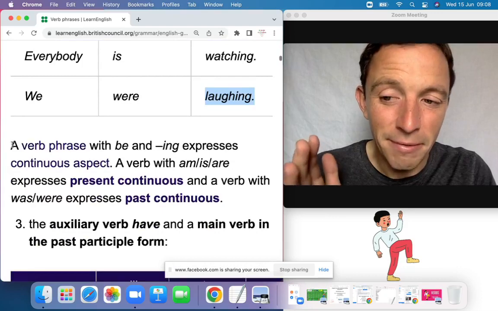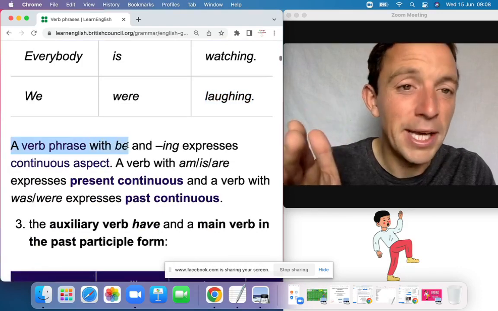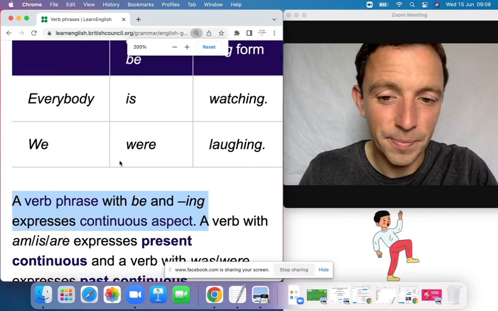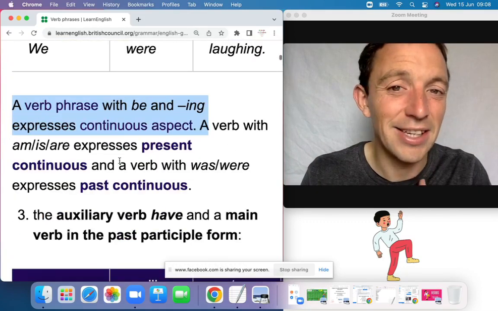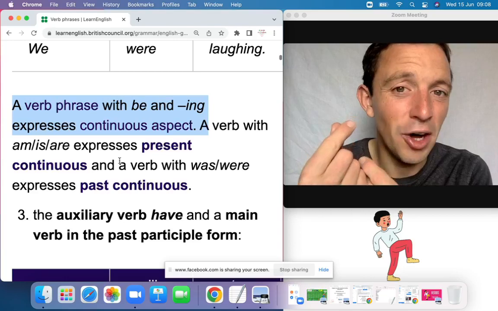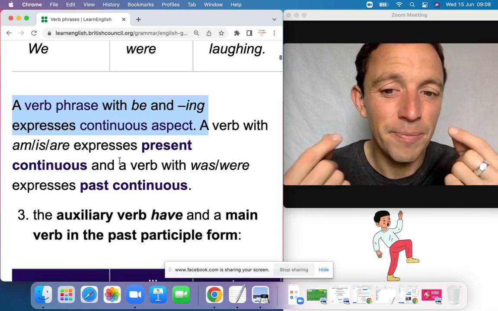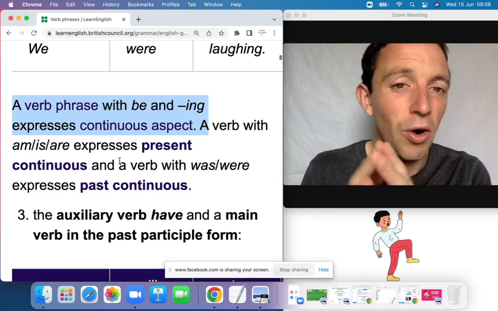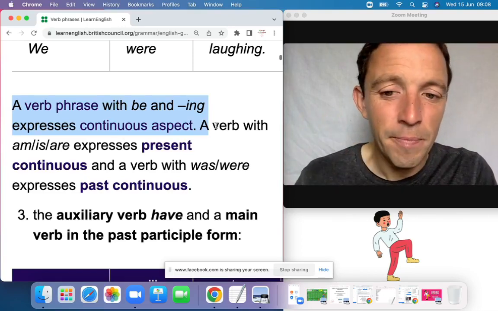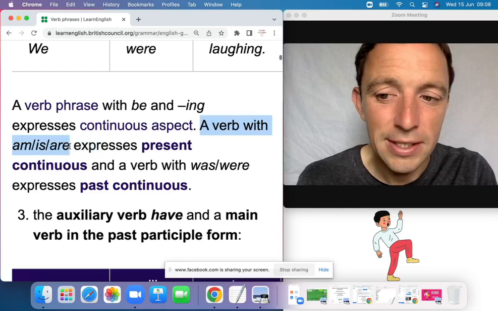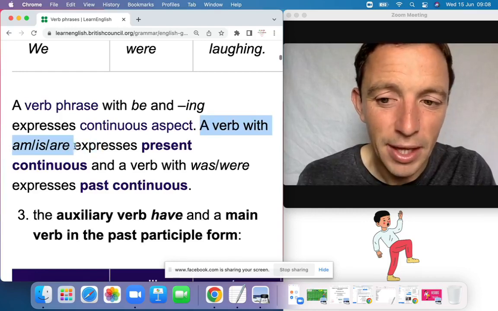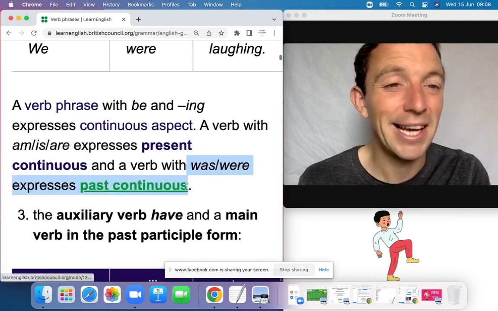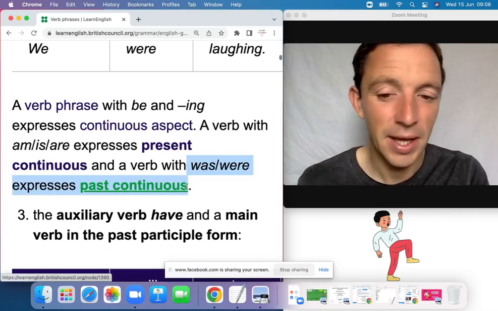Now, the verb phrase with the verb to be and ing expresses the continuous aspect, as I said. So the verb to be, auxiliary, plus the ing, this represents the continuous, present continuous, future continuous, or past continuous. A verb with I am, is expresses present continuous, and a verb with was and were expresses the past continuous. No problem.